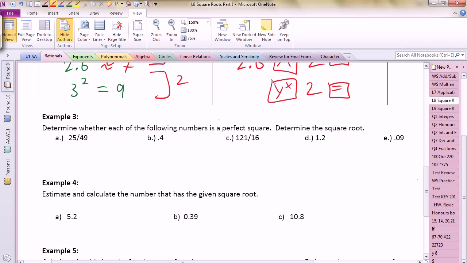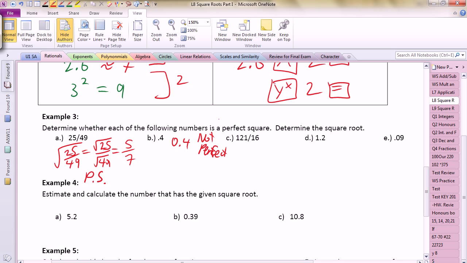So, determine whether it's a perfect square. Determine the square root. Anytime you have a fraction, please focus and listen. I hear too much talking. Anytime you have a fraction, you want to square root the fraction, which means you square root the top and the bottom separately. This is a perfect square. You get 5/7. So this one is a perfect square, PS. This one, though, 0.4, is not perfect because it's an odd number of decimals.